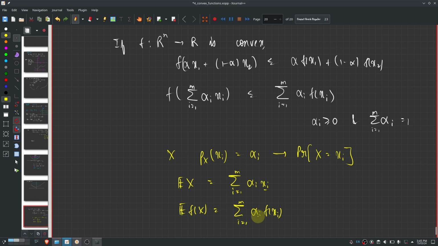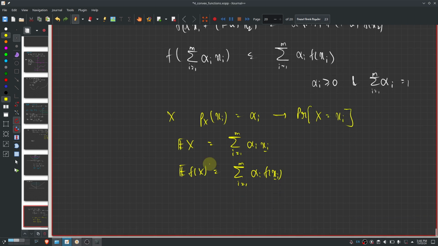Each x_i is a vector, but f of x_i is a scalar random variable. So you can take y_i to be equal to f of x_i. The left hand side is f of expectation of x, whereas the right hand side is expectation of f of x. So this basically says that for any convex function, f of expectation of x is always less than or equal to expectation of f of x.